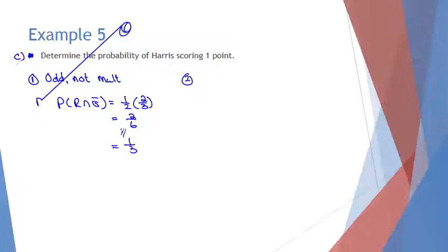The other way would be not getting an odd, but he would get the multiple of 3. So in notation, I would say not odd, but then getting the multiple of 3. So not odd, well, that's even, that's half, we have 1 out of 2 chances, or 3 out of 6. And then getting a 3, we said that there was 2 out of 6 chances, or 1/3.